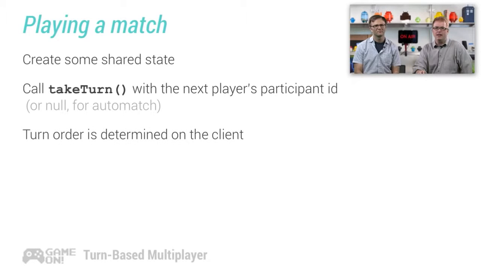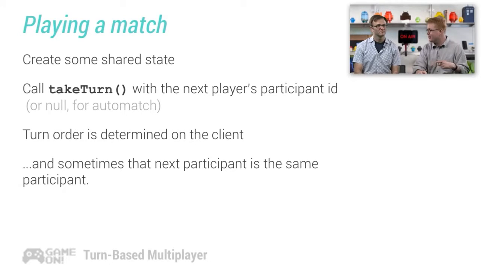And lastly, this gets to turn order. Turn order is entirely client dependent. Each time you take a turn, the client decides who's going to go next. Round robin is a logical choice, but it's up to your game to decide. And as we were talking about earlier, sometimes you're going to call yourself as the next player, and that's okay. What that'll do is sort of checkpoint the data and have that uploaded to the cloud. Okay.